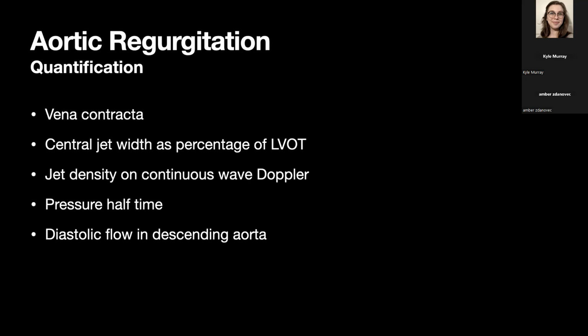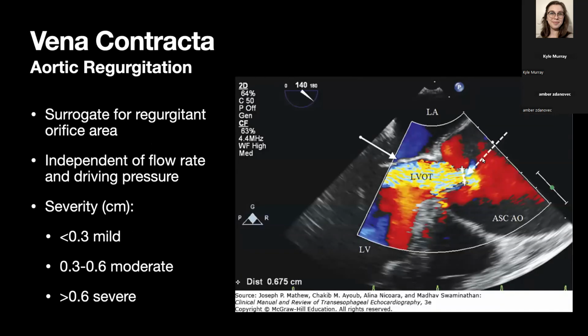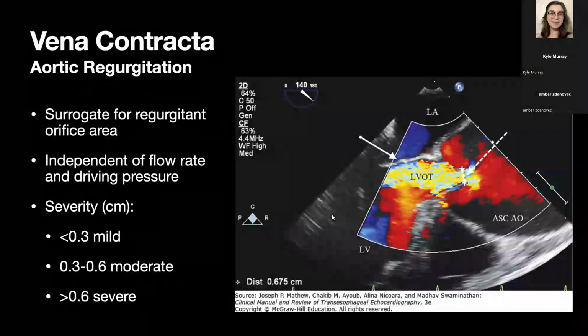Some of these will seem familiar to what we learned about with MR. So the first one's going to be your vena contracta. Basically, this is your aorta. You can see it's huge. And you're regurgitating back. If you measure the neck at the narrowest portion, it's sort of like a surrogate for your regurgitant orifice area. And then the cutoffs are 0.3 to 0.6. So this one measured here is 0.675. So this would be considered severe. So you're just measuring at the narrowest portion.